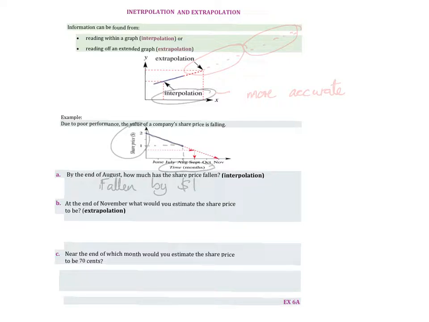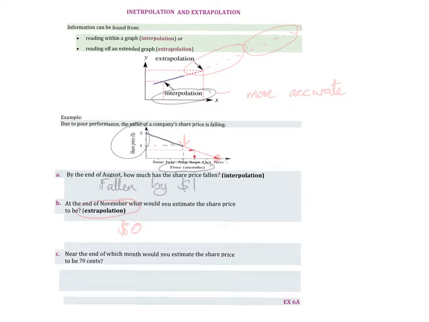All right. At the end of November, what should you estimate the price to be? Notice how they say estimate, because now you're not reading off the graph. So by the end of November, this is this bit here. That's not part of the graph. Our graph finished there. So we estimate, if the graph was to continue on in a straight line, that the price would be $0. So it's an educated guess, and it is extrapolating. It wasn't on the original graph.